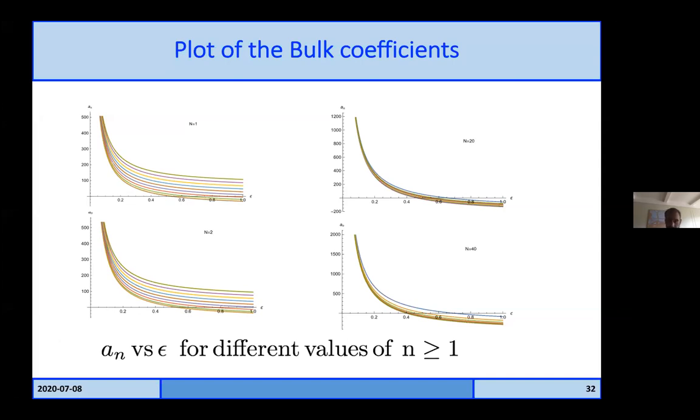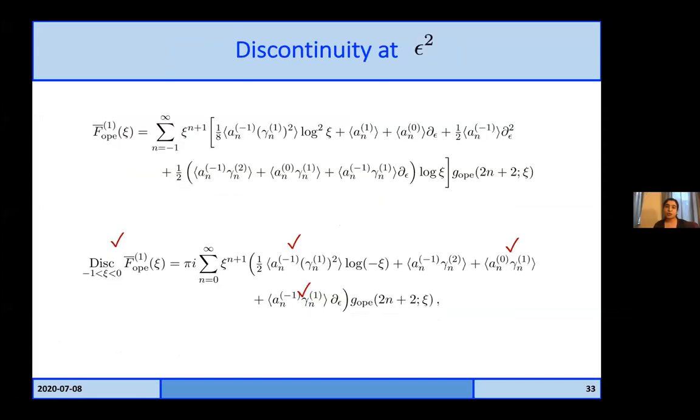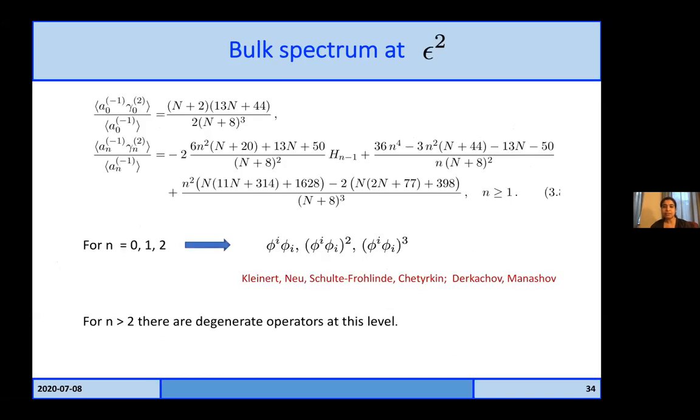Sorry, Parijat, please go ahead. Yeah. So this is the last part of my talk, which is how to compute the anomalous dimension at epsilon squared. As of now, we have all the ingredients that we need to compute the dimension. And as before, we just compare the discontinuity from both sides. And this gamma 2 is the only unknown that we have. Comparing both sides, we get the dimensions at this order. And this is how it looks.